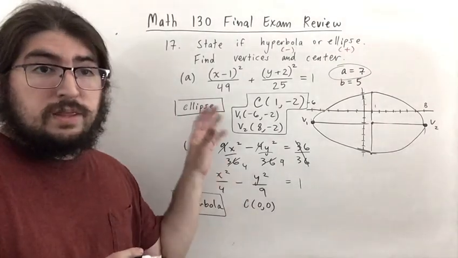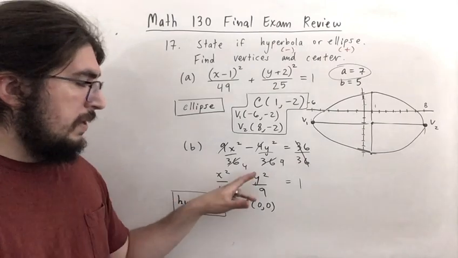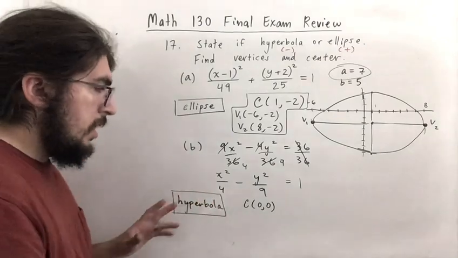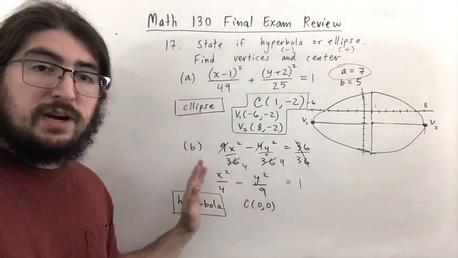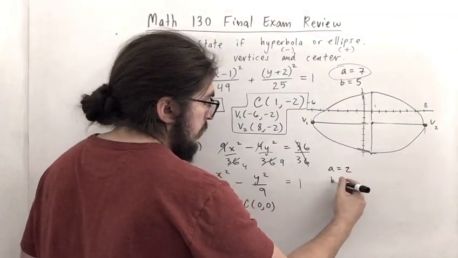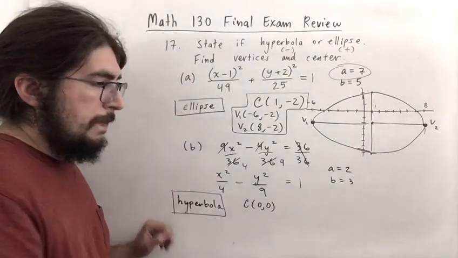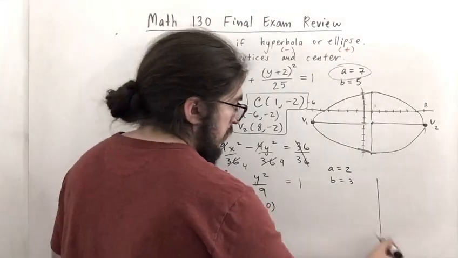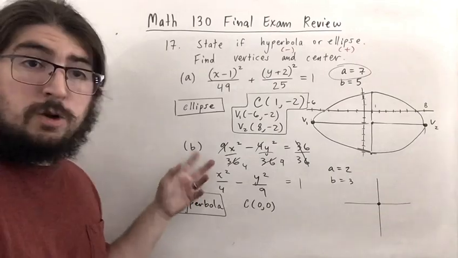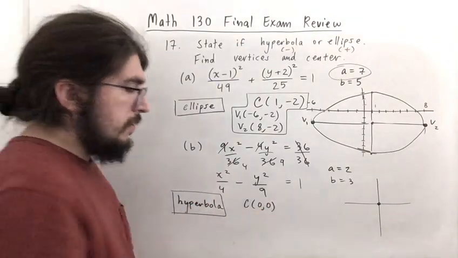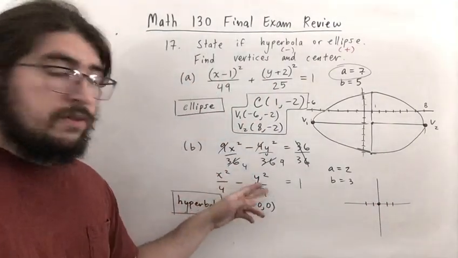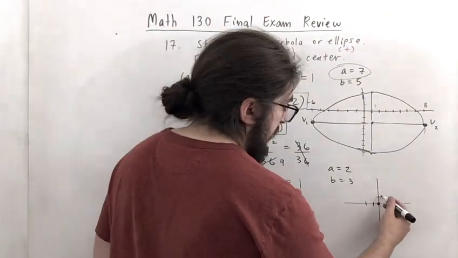Well, much like with the ellipse, you go up and down by the square root of the number under y, and left and right by the square root of the number under x. Only, here a is not the larger one, here a is the one in front of subtraction, which is this one. So a is going to be the square root of 4, and b is going to be the square root of 9. Okay? So here's what you do. You start at your center. You go left and right, it's horizontal, it's x, by the square root of the number under x, which is 2. So you go left and right by 2. You go up and down by the square root of the number under y, which is 3. So go up and down by 3.